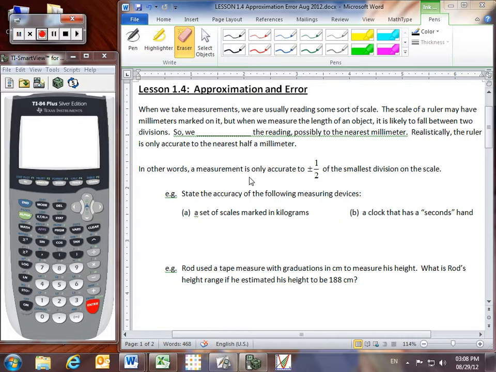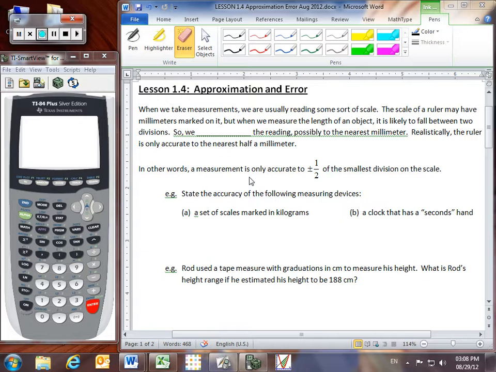For example, the scale of a ruler might have millimeters marked on it. Or when you step on some bathroom scales to weigh yourself, that's also got a scale of maybe the kilograms or the tenths of kilograms. But when we actually measure the length of an object, or your own body weight, it's probably going to fall between two of those divisions. Like, it's unlikely that you're going to weigh exactly 70 kilograms. You probably weigh just a little bit more or a little bit less, and the device, in this case the bathroom scales, has rounded off to the nearest subdivision.